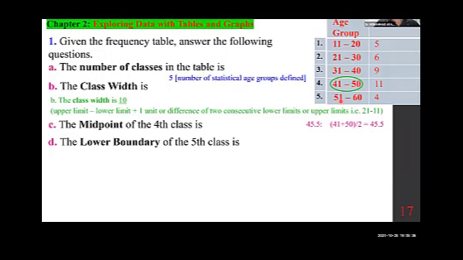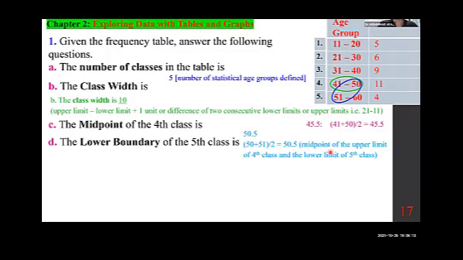The lower boundary of the 5th class. In general, when you want to find the boundaries, you look at the upper limit of one class and the lower limit of the next. For example, these 2, we add them up and divide by 2, and that would be the upper boundary for the first class and the lower boundary for the second class. Now, if we want the lower boundary for the 5th class, we put these 2 together, add them up, divide by 2. So this 50 plus 51 divided by 2 is 50.5.